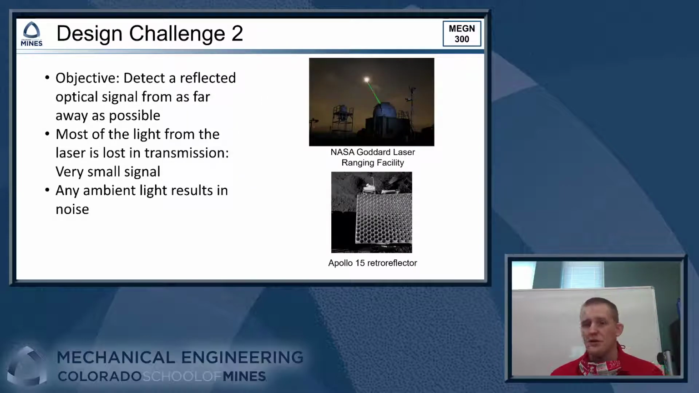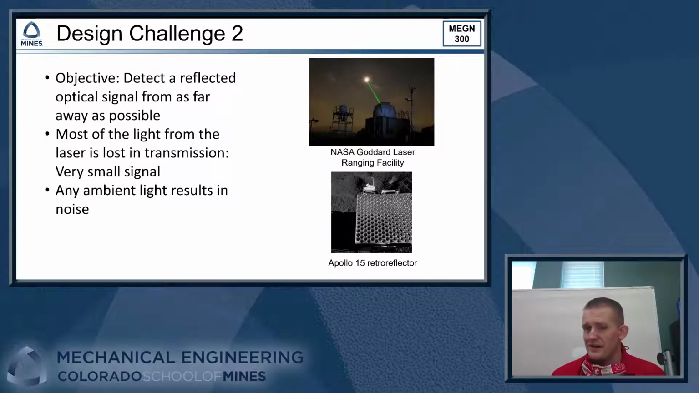All right, and this is all going to come together in Design Challenge 2. So the premise of Design Challenge 2 is you have to detect a reflected optical signal from as far away as possible. We'll give you a laser pointer, and you'll be shining that off of a mirror and detecting the reflected signal coming back towards you, right? And the idea here is taken from the NASA Lunar Ranging Facility experiment.